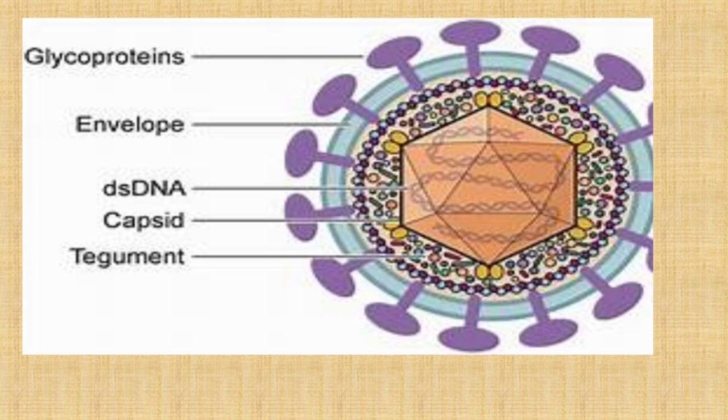Genital herpes is caused by herpes simplex virus 1 and 2, which belong to the alpha herpesviridae family. Coming to the structure, it contains a core which contains double-stranded DNA, which is covered by a capsid, which is made up of capsomeres, and it is icosahedral in shape. It is followed by a tegument, which is the proteinaceous material of the virus, and then an envelope which contains multiple glycoproteins.